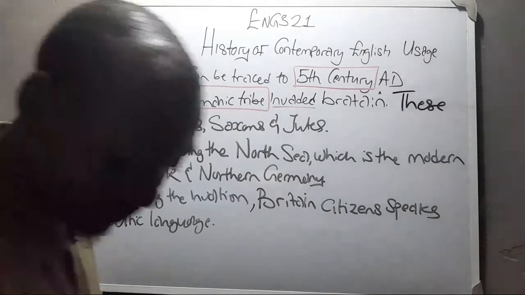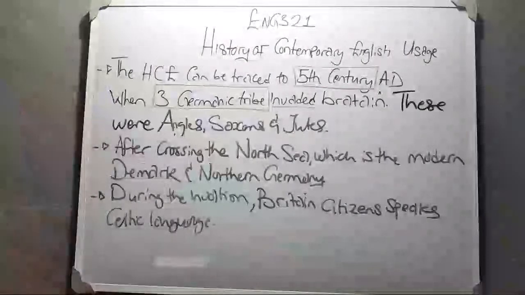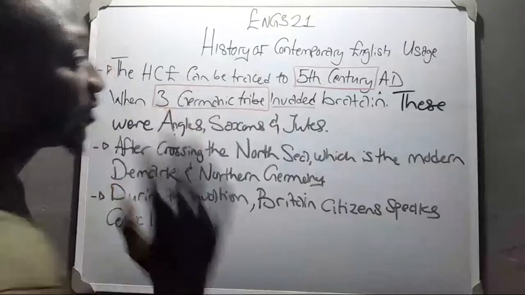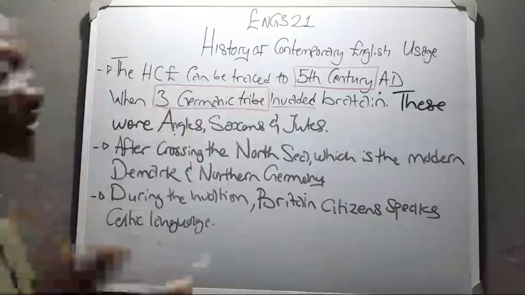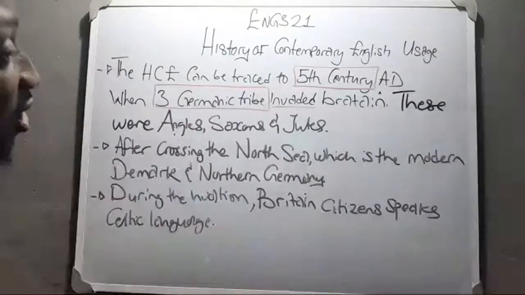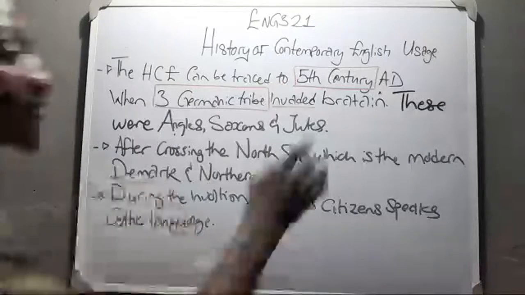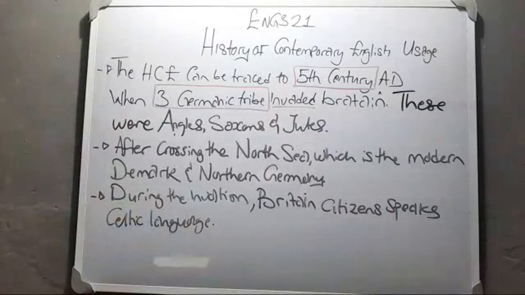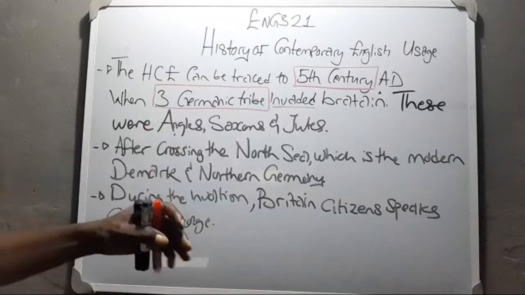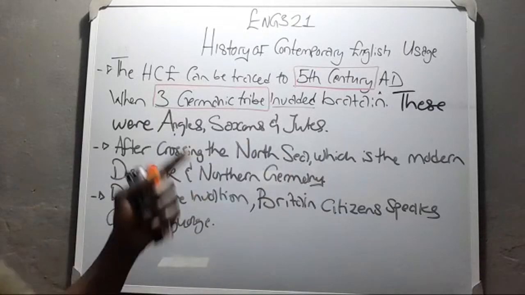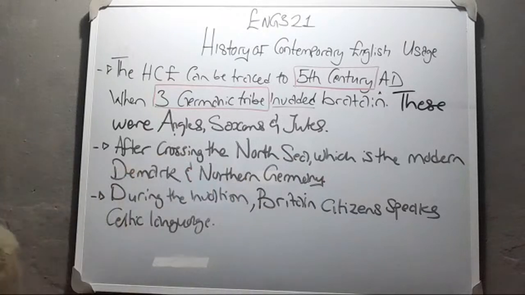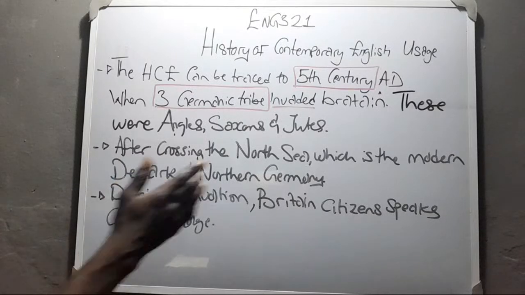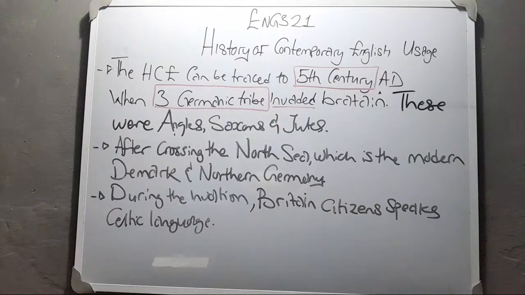The first thing here is that you can trace it to the 5th century, and you can remember that okay, there were tribes that invaded Britain, and these three Germanic tribes are Angles, Saxons, and Jutes. Now, how did they get to Britain? They crossed the North Sea, which is now referred to as Denmark, and they crossed northern Germany. And during this invasion, British citizens speak what we call Celtic language.